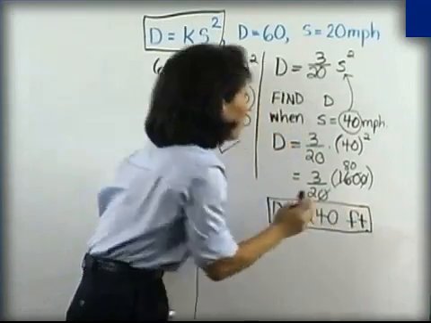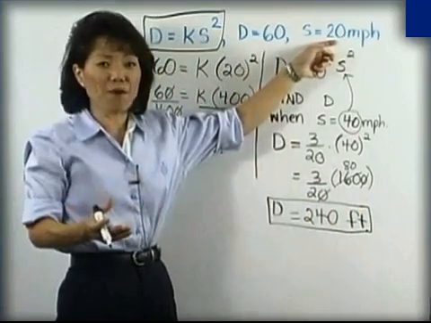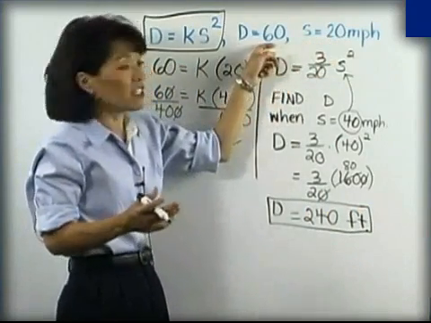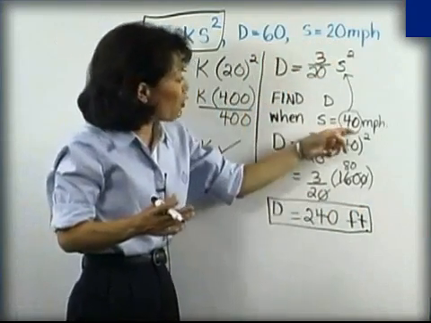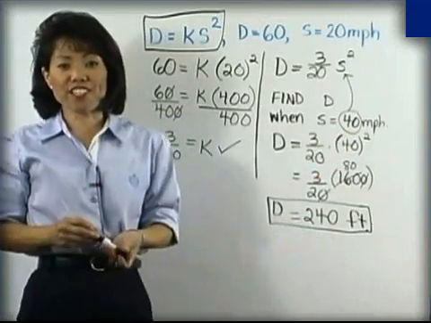Remember, originally, we knew that the car was traveling at 20 miles per hour along that same icy road. It took 60 feet to stop. Now at 40 miles per hour, it takes that same car 240 feet to stop.